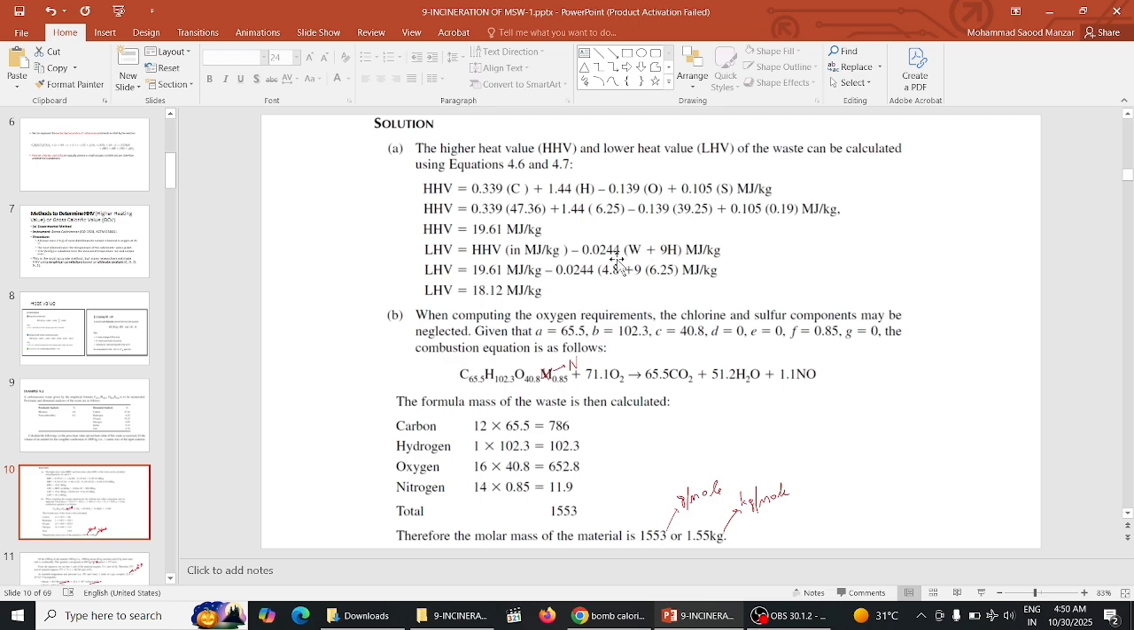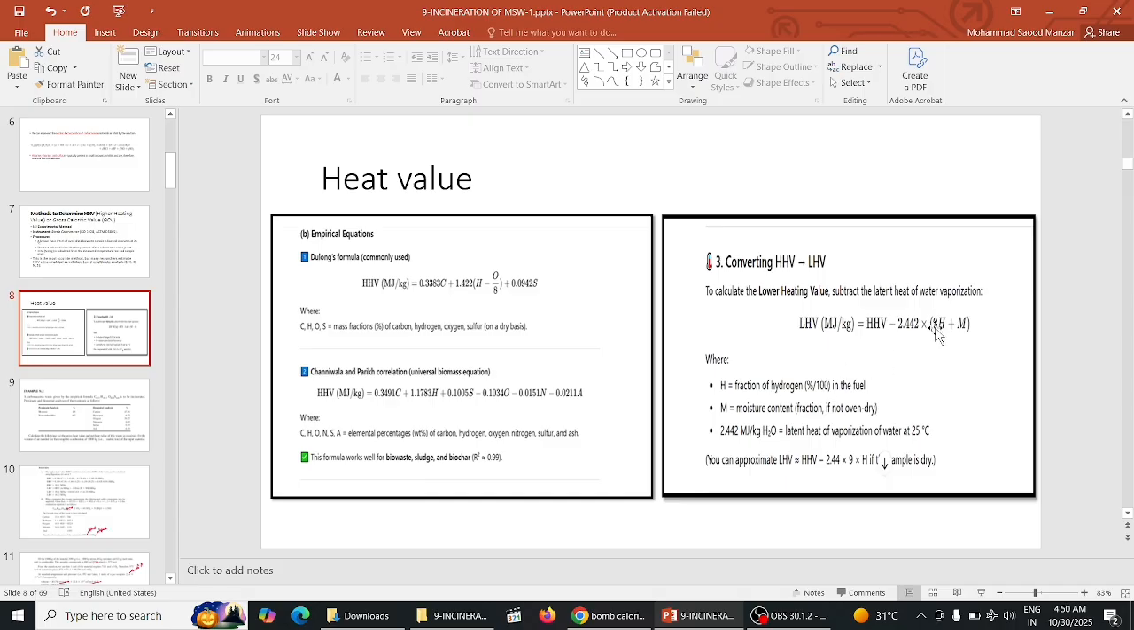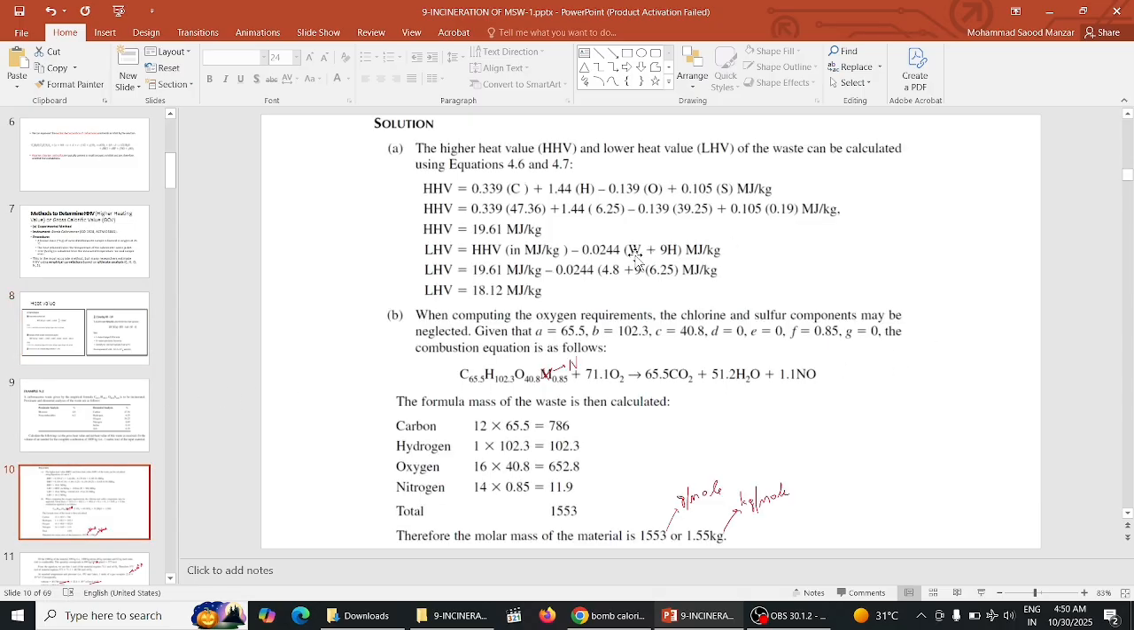So W here is basically moisture. Okay, so here it is W, not something else. So we will substitute the values and we'll get this value of 19.12. So you can see LHV is less than HHV, or you can say the net calorific value is less than the gross calorific value. Now we will use the stoichiometric relationship.